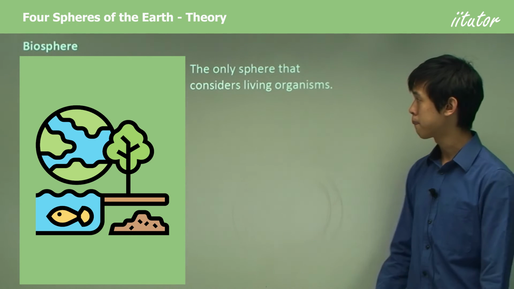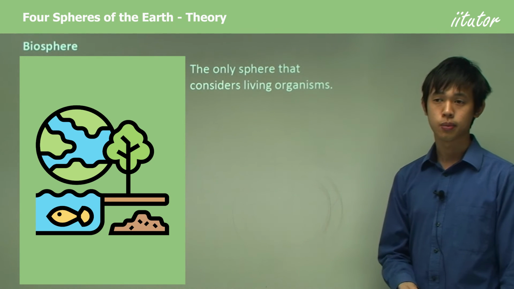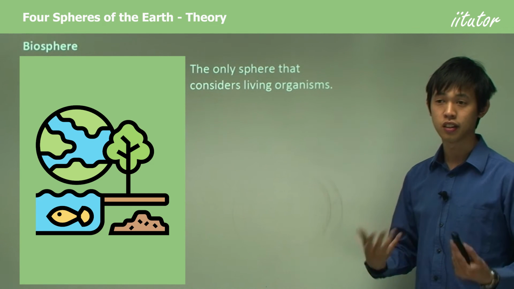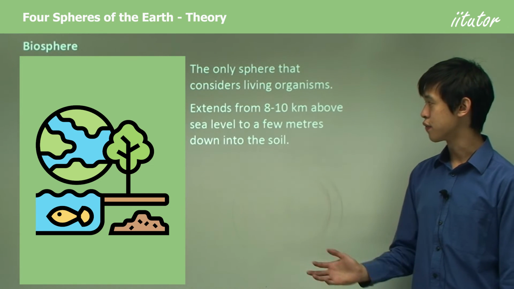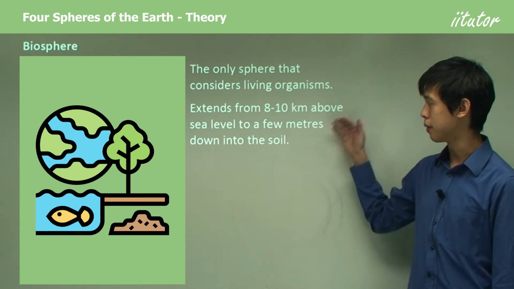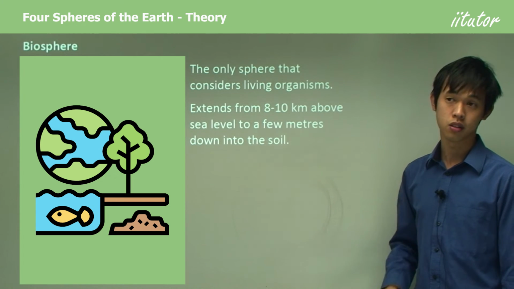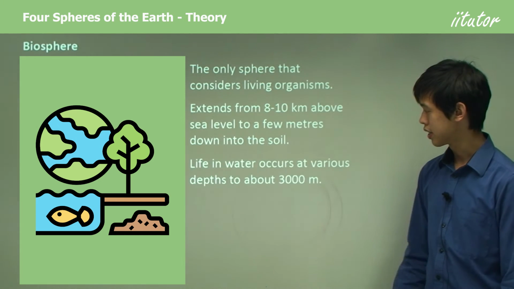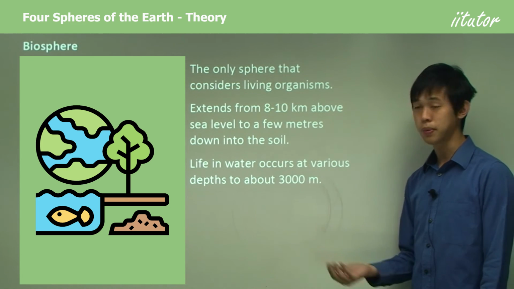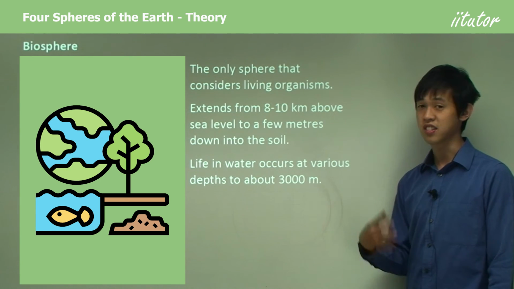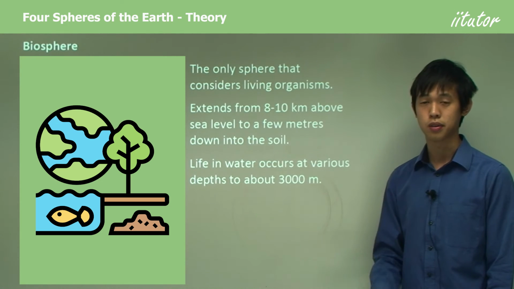Lastly, the biosphere. The only sphere that contains living organisms. This is the only sphere that contains the living part of the Earth. So it extends from anywhere between 8 to 10 kilometers above sea level to a few meters below the soil, so a few meters down into the soil. So life in water occurs at various depths up to about 3 kilometers down. Life can still exist 3 kilometers underneath the surface of the water.